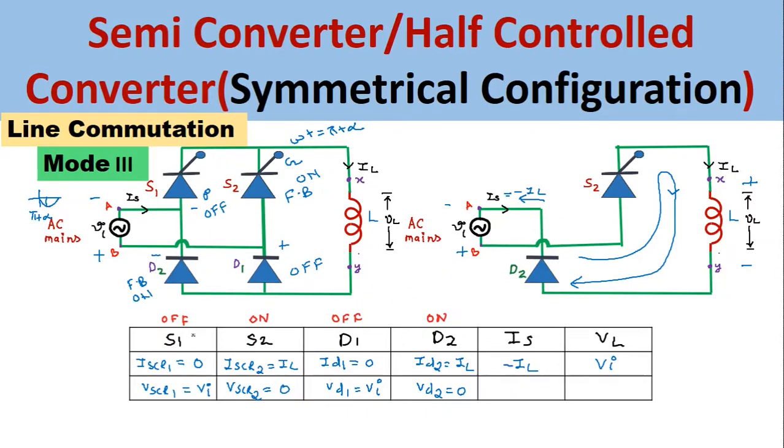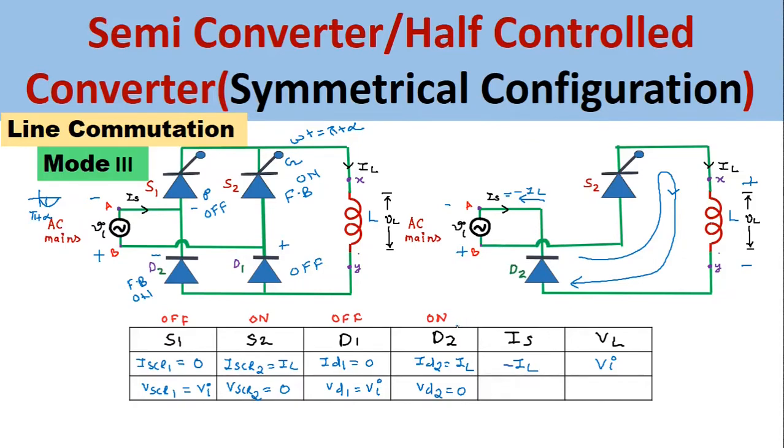Now we will see the condition of the voltages and current of different devices. First we will take S1. S1 is now in the off condition, therefore the current through this SCR will be equal to 0, and because it is acting as an open circuit, the voltage across this SCR will be equal to the input voltage Vi. SCR2 is in the on condition, therefore the current through this SCR will be equal to load current IL, and the voltage across this SCR2 will be equal to 0 because it is acting as a short circuit when it is conducting. Diode D1 is in the off condition, that means the current through this diode D1 will be equal to 0 and the voltage across this diode will be equal to Vi. Next is D2 diode.